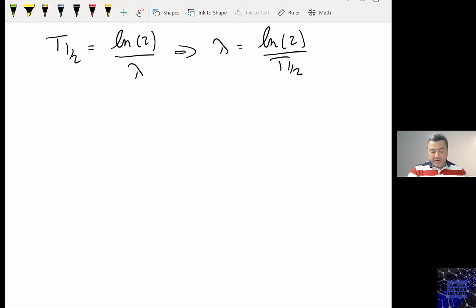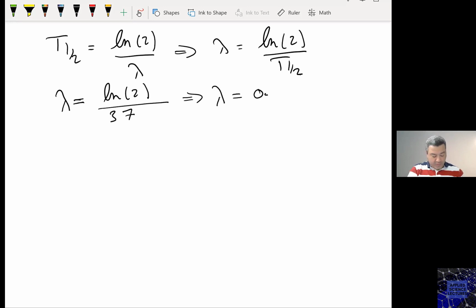Okay, so here I will calculate the lambda per minute, which is the natural logarithm of 2 divided by 37, which means lambda is going to be 0.0187.